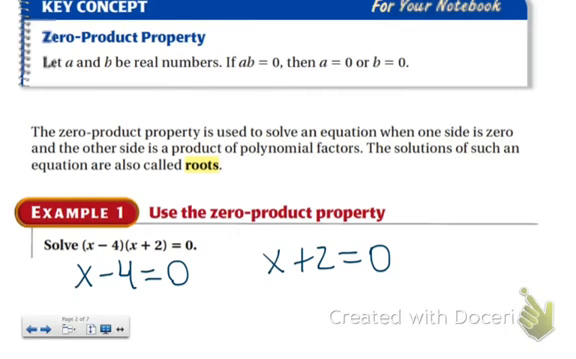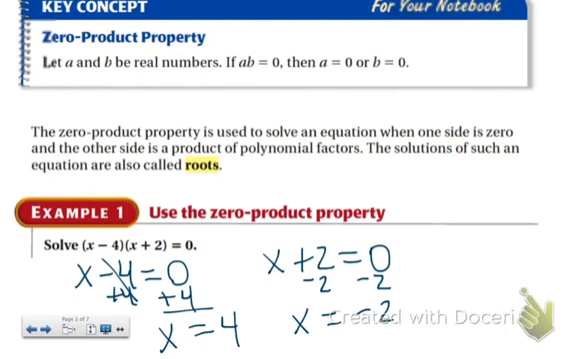So to solve for x here, we're just going to add 4 to both sides, and then we know that x equals 4. On the other side, we're going to subtract 2 from both sides, and we know x equals negative 2. So in other words, x equals 4 or negative 2.